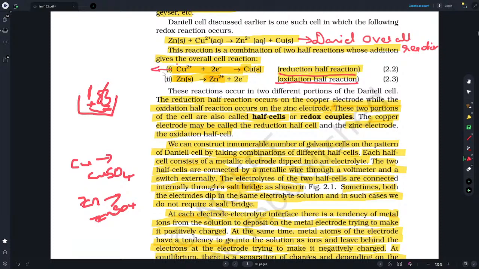Both copper Cu2 plus and copper are referred to as a redox couple or half cell. The same is true for zinc and zinc 2 plus as well. These both can also be called half cells or redox couples.